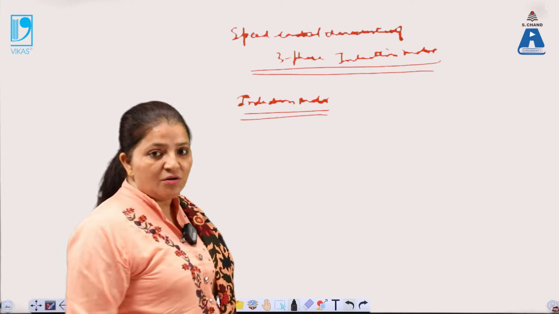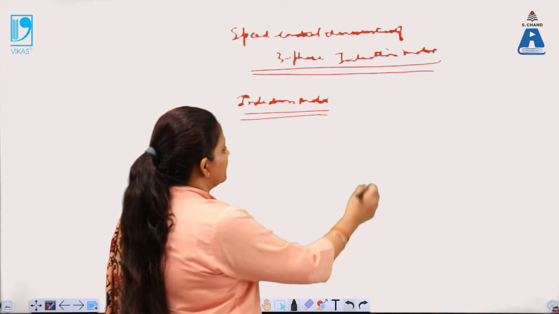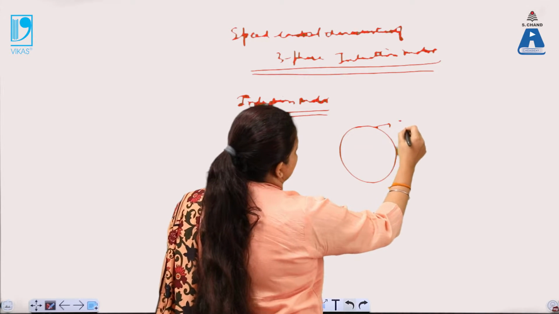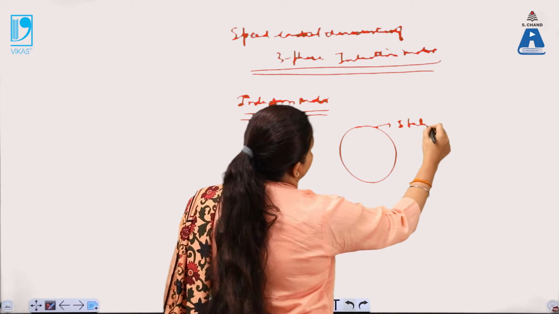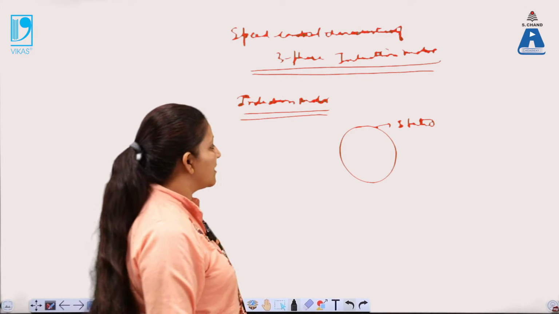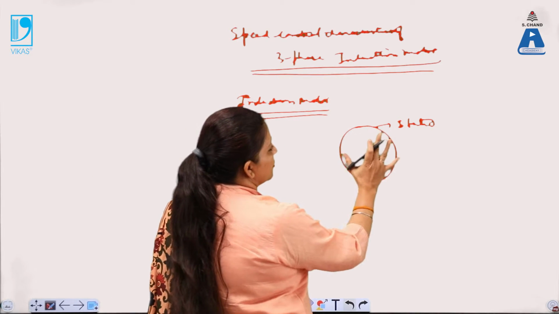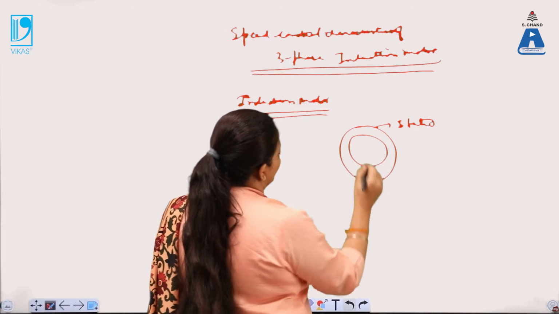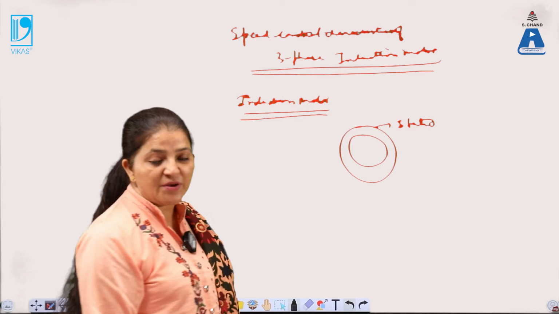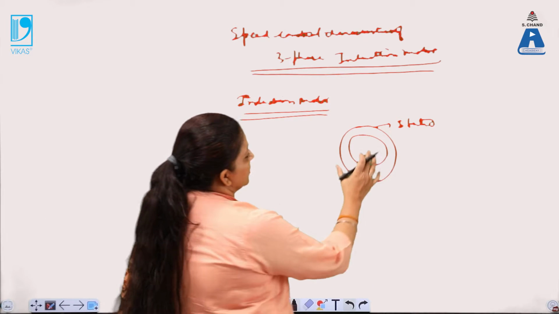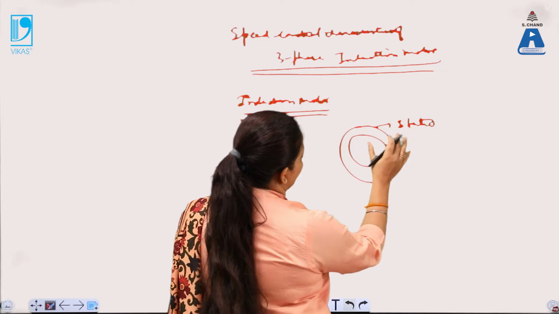Here the induction motor has two parts. The first part is static, means this part is stationary. This is not in the moving condition. And the second part inside it contains the armature coil as well as the field winding. So, in this case, this is the armature and the field winding over here.